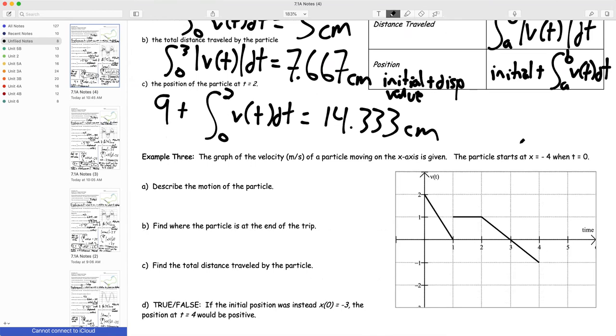All right. Example 3. The velocity in meters per second of a particle moving on the x-axis is given. The particle starts at x is equal to -4 when t equals 0. Part A, describe the motion of the particle. So the particle is moving along the x-axis, so it's either going forwards or backwards. When is it going forward? And how do you know?